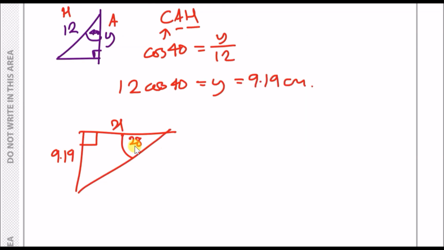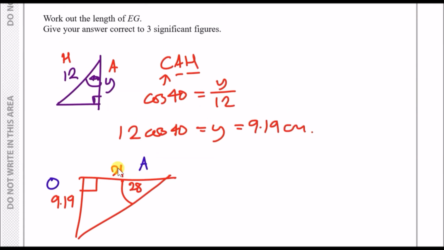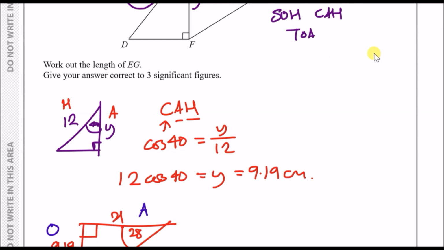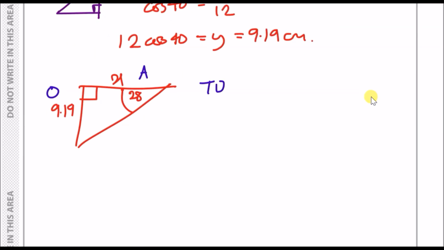So from this one, again, label the appropriate sides. So next to the angle is the adjacent, so X is the adjacent, and opposite the angle is the opposite, O. And looking at this, we ask ourselves which one has O and A from SOHCAHTOA. Well, this time, TOA has it. So it's going to be TOA. T stands for tan, so it'll be tan of the angle equals O over A. O being 9.19 and A being X.